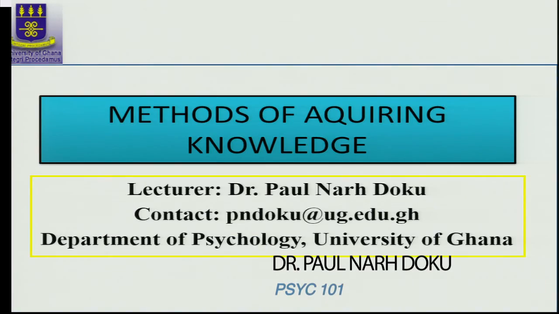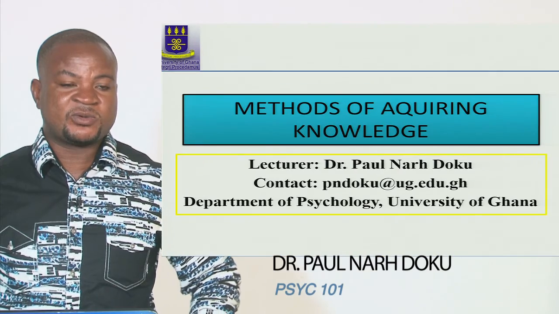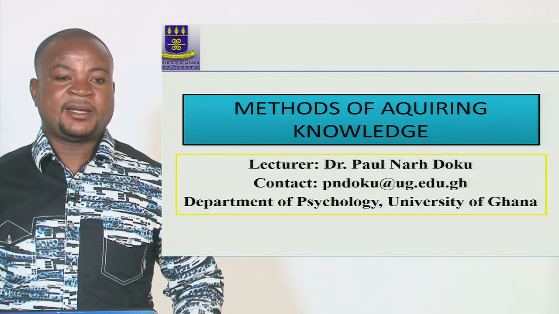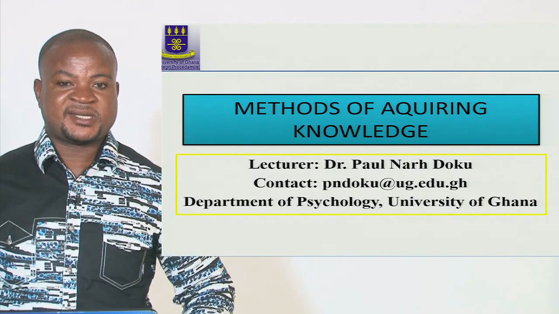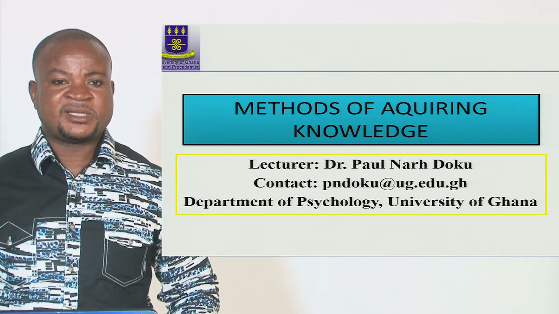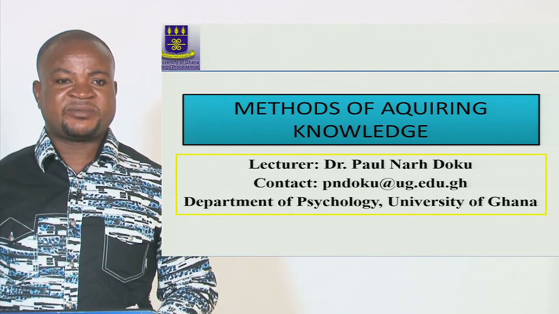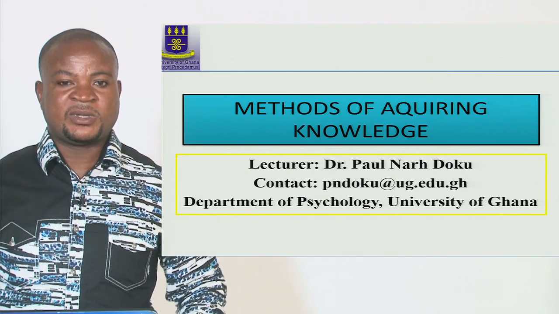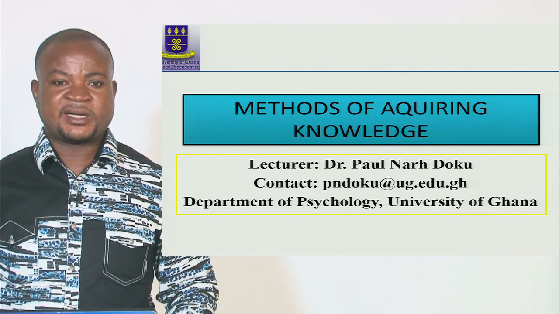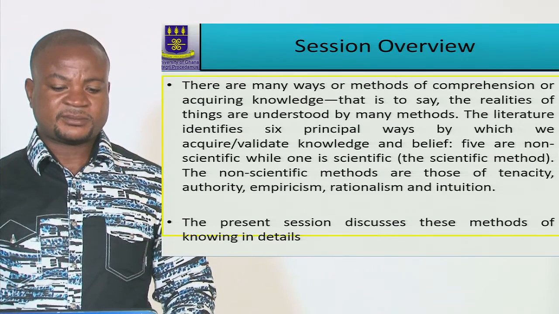There are so many methods by which we come to know things, so today we'll look at them. Earlier in the first section, I mentioned that psychology is a science, so we'll see why psychology adopts the scientific method if there are several others. So this is basically what we'll be looking at in this section.